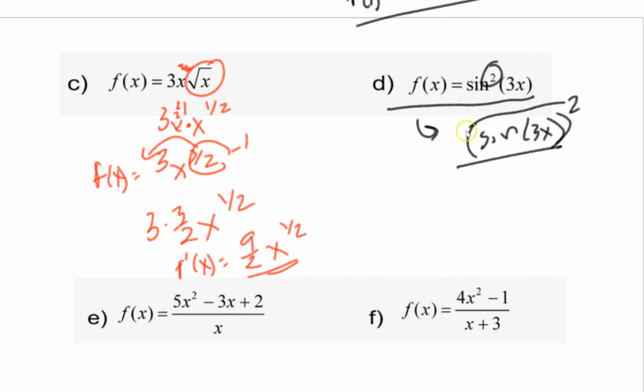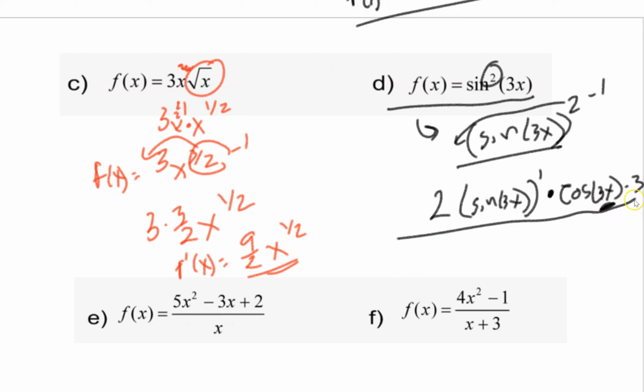Take the derivative of the outside, subtract 1 off. So you have this. Leave the inside alone. Times by derivative of the inside. Derivative of sine is negative cosine. Positive cosine. Sorry, I've been doing integration too long. Leave the inside alone. And then times by derivative of the inside, 3. That's my answer. I could clean it up a little bit, make it 6 sine 3x cosine 3x.